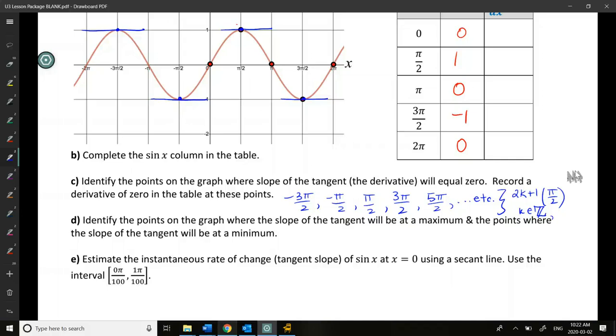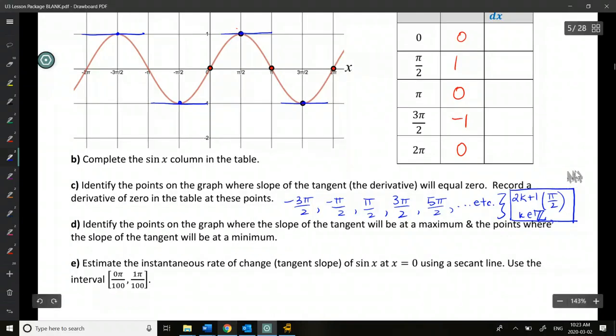Okay, so this is essentially a summary that says odd multiples of pi over 2 is where the slope of our tangent will equal 0. So I know at pi over 2 and 3 pi over 2, the slope of the tangent is 0. So I'm going to put that in our chart here.